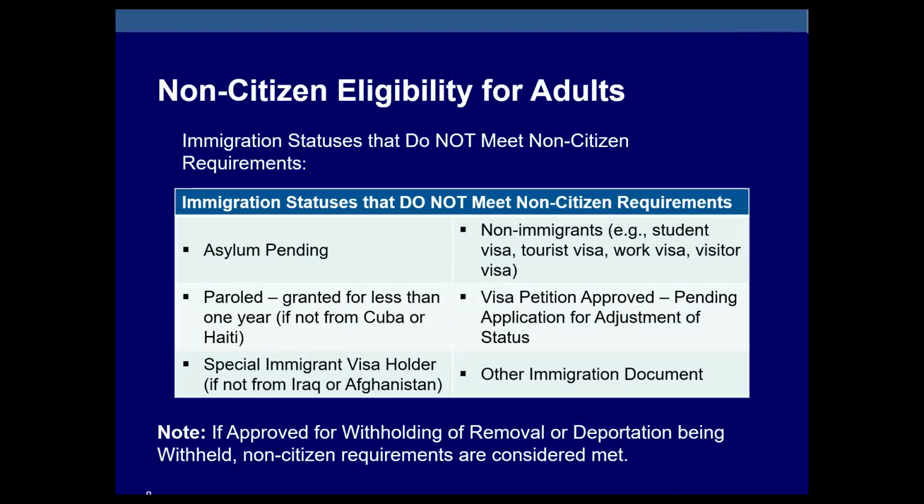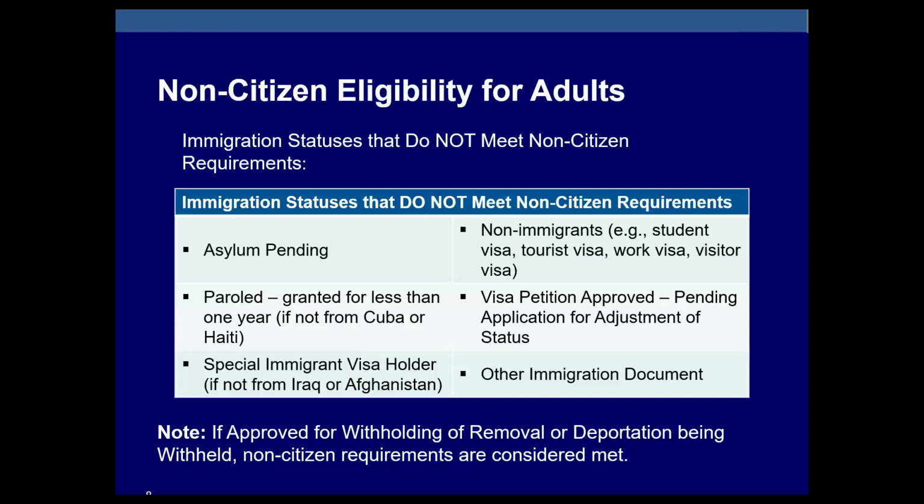Immigration statuses that do not meet non-citizen requirements are those shown on the screen. Individuals with these immigration statuses do not meet non-citizen requirements for OHP Plus benefits. The additional criteria discussed in the prior slides do not apply to these immigration statuses, with one exception. If approved for withholding of removal or deportation being withheld, the individual meets non-citizen requirements for the Oregon Health Plan OHP Plus benefits. Specifically for those who are paroled with a parole term of less than a year, these individuals do not meet non-citizen requirements.